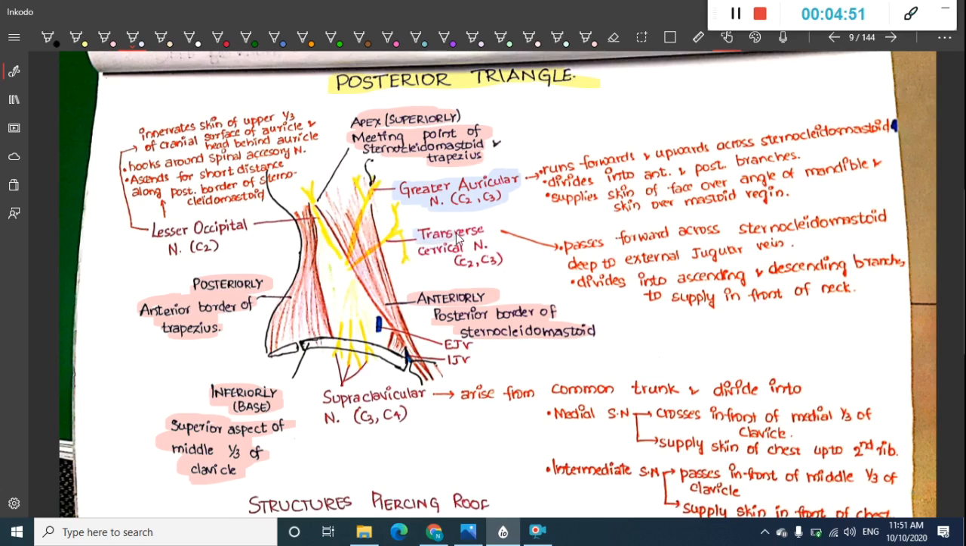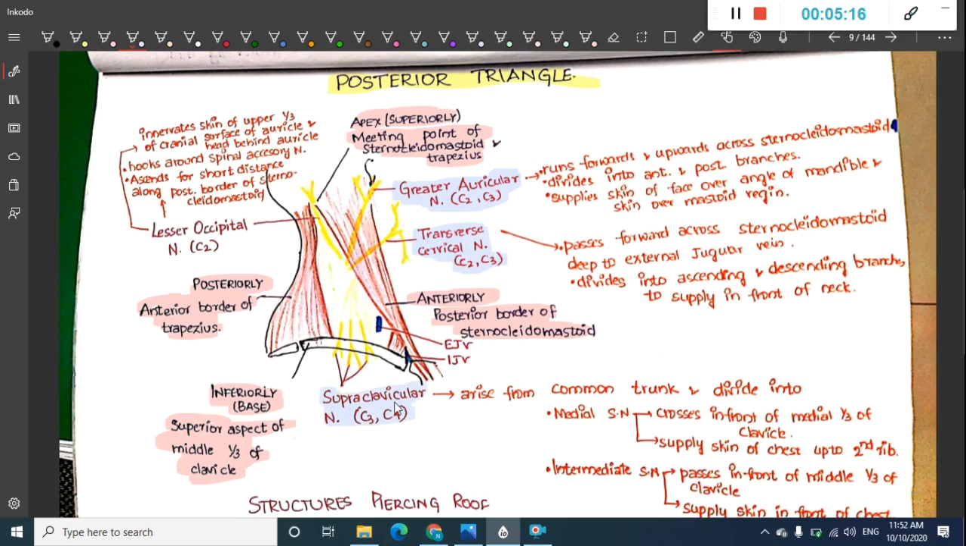Then we have the transverse cervical nerve. This transverse cervical nerve passes forward across the sternocleidomastoid, deep to the external jugular vein, and divides into ascending and descending branches, which supply the front of the neck. Because it runs transversely, it is called the transverse cervical nerve. Then we have the supraclavicular nerves.